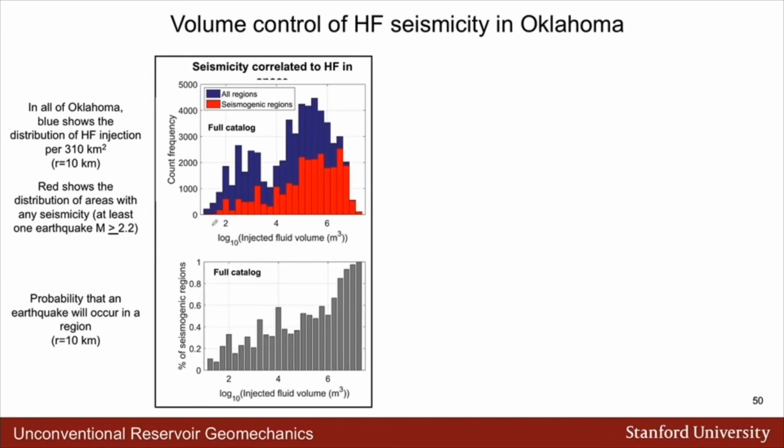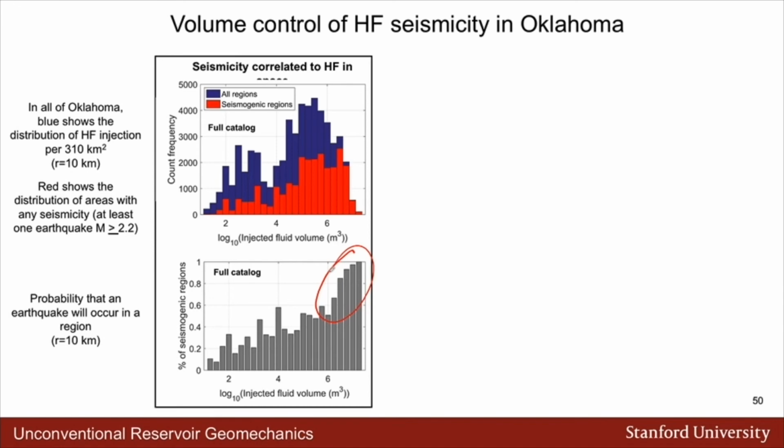Now, what this is showing is the seismicity correlated to hydraulic fracturing. If you look at all of Oklahoma, the blue shows the distribution of hydraulic fracturing per 310 square kilometers. That's a radius of 10 kilometers. And the red shows the distribution of areas with any seismicity at all. And so the probability that an earthquake will occur is, you divide one by the other, and for the very largest injection, you find the higher probability, okay?